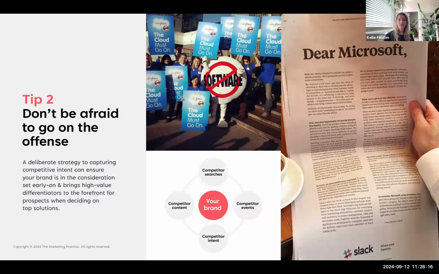And then competitor events. This is a big one, which can also be relatively easily done in terms of conquesting competitive events. So it can be on the smaller scale where you're geofencing and serving display ads to individuals who are attending competitive events, and then going as big as taking over billboards surrounding competitive event locations.